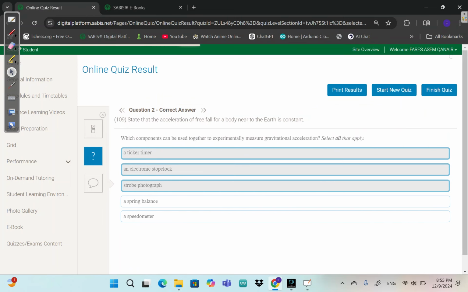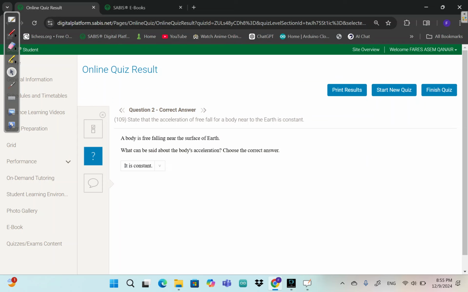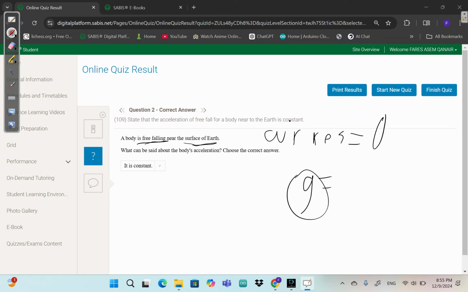Question 2. A body is free falling near the surface of the Earth. What can be said about the body's acceleration? Now, free falling means that there is no resistance. So resistance is going to be equal to zero near the surface of the Earth. So now we know that the only force acting on it is going to be gravity. And we know that gravity is 9.8 meters per second every second.